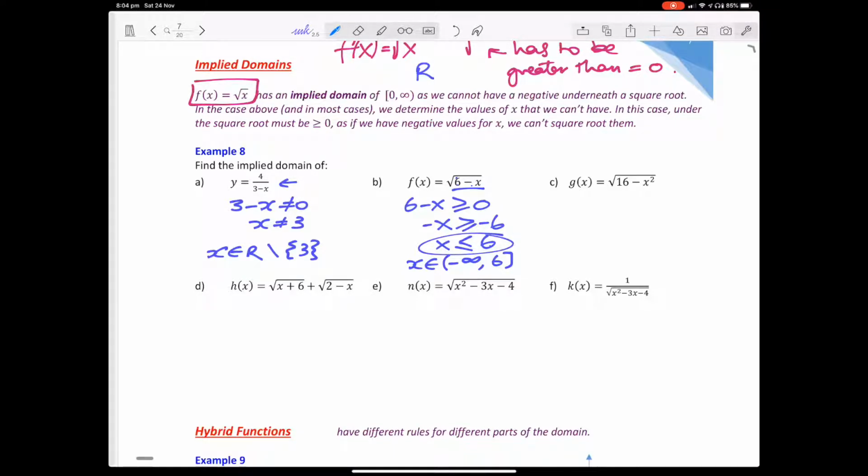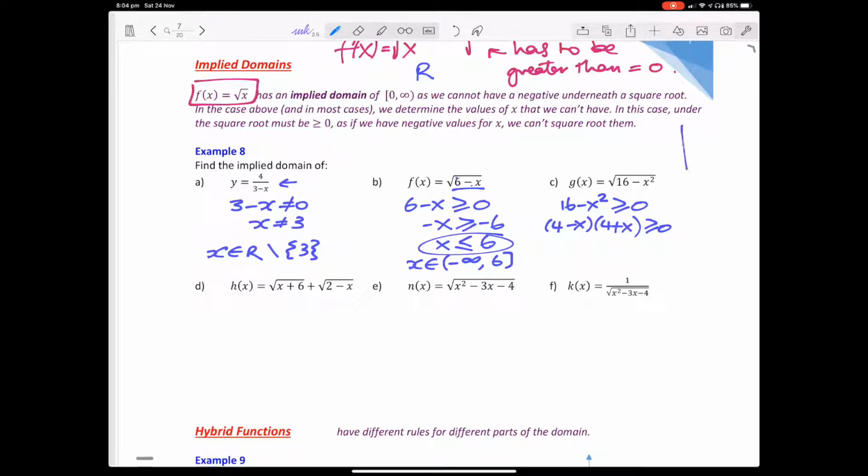When it starts to get tricky is when we have a quadratic underneath, because 16 minus x squared has to be greater than or equal to 0. You can't solve this like a normal equation when it's an inequality. You have to use a difference of 2 squares. So 4 minus x, 4 plus x is greater than or equal to 0.